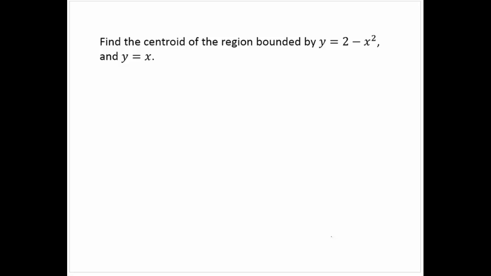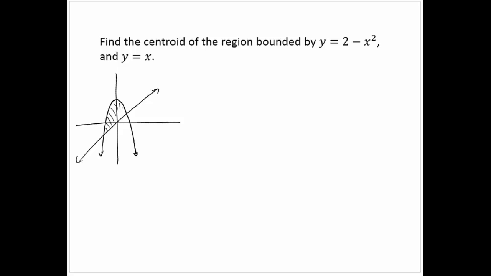So let's find the centroid of the region bounded by y equals 2 minus x squared and y equals x. Again, what I'll do is draw a rough sketch. 2 minus x squared is a parabola opening down, vertex at 0, 2. So it looks roughly like this. And y equals x is a line. It looks roughly like this. So here's the region we're concerned about.